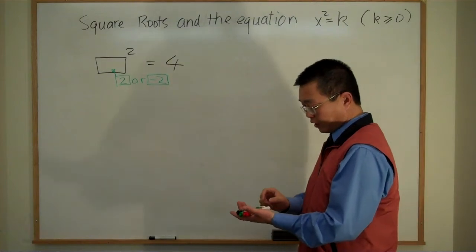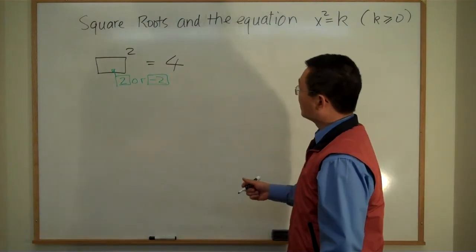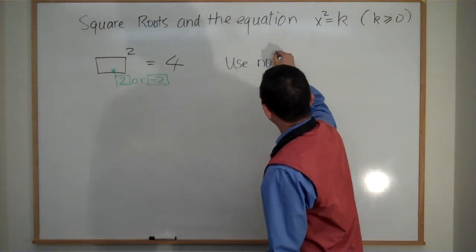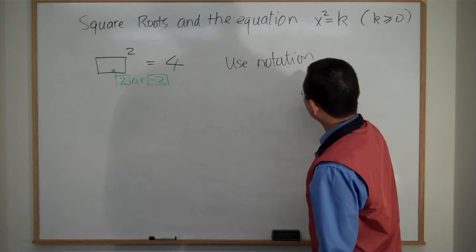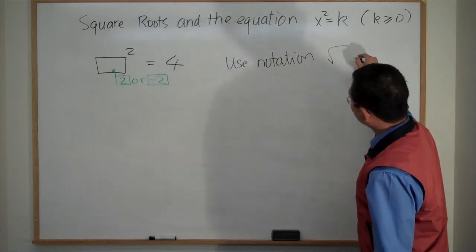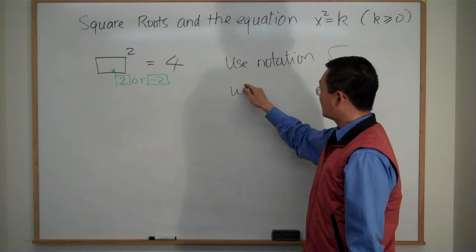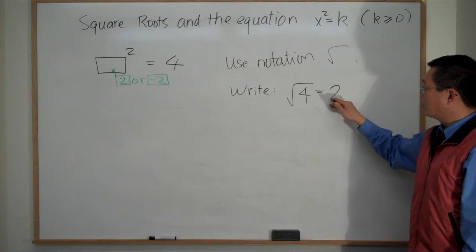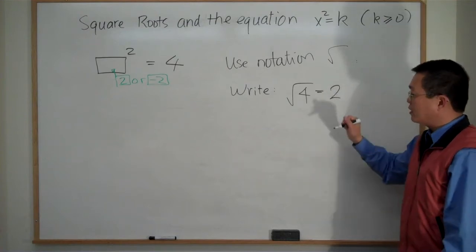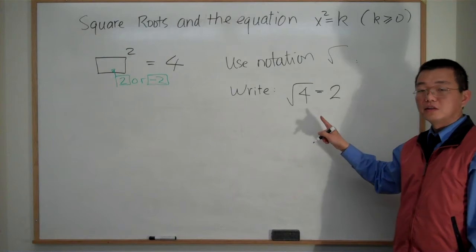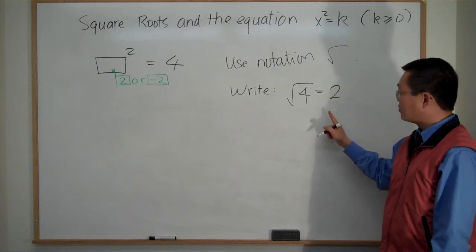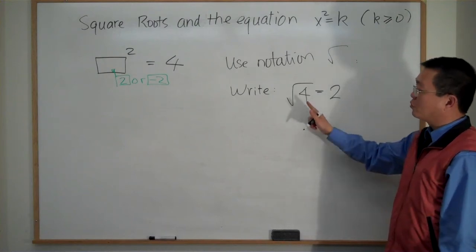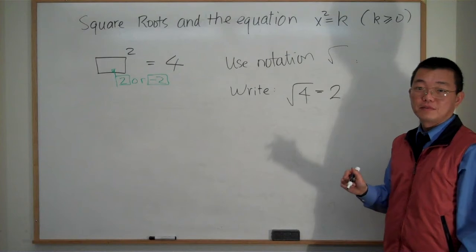Now here, we call 2 the square root of 4. We use the square root notation. So we write square root of 4 equals 2. This notation indeed refers to the positive choice, or we say the non-negative choice, for the number whose square is 4.